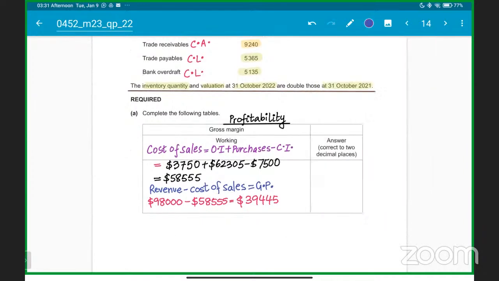And now you can simply do it: the gross profit over the revenue will be equal to our gross margin. Okay, so 39,445 divided by 98,000 into 100. Make sure we give the answers to 2 decimal places. So it's coming to 40.25. Okay, understood? Clear on this? 40.25 is the answer for this.